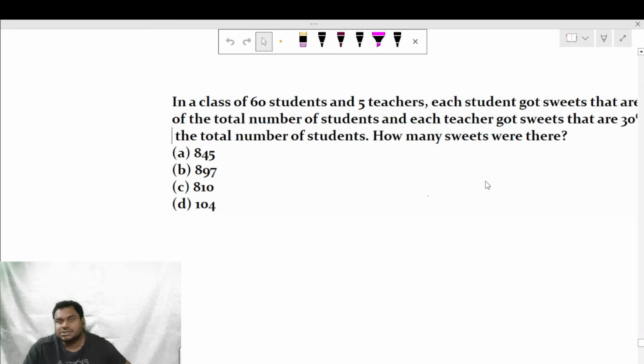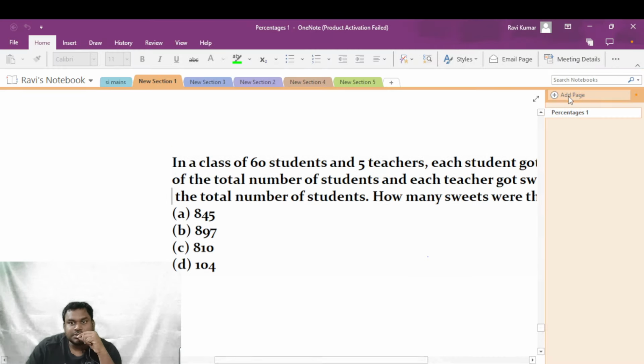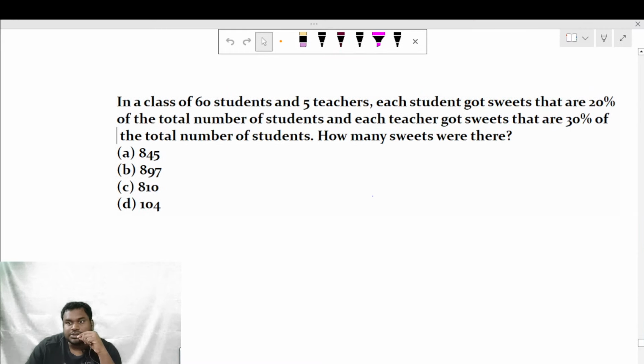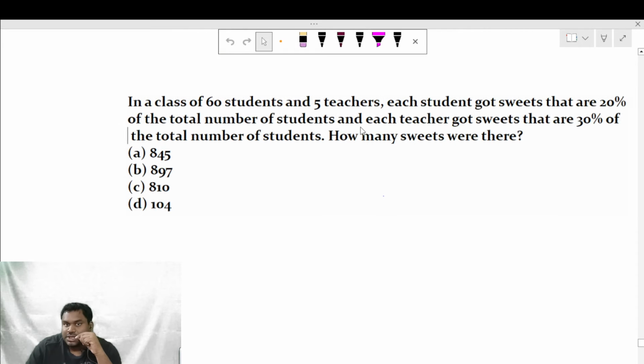In a class of 60 students and 5 teachers, each student got sweets that are 20% of the total number of students. And each teacher got sweets that are 30% of the total number of students. You know the total number of students, that is 60. Based on that, you can calculate 20% and 30% and find out the number of sweets. And you can add them. That will give you how many sweets were there in total.